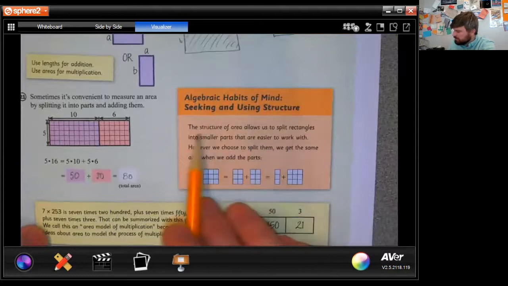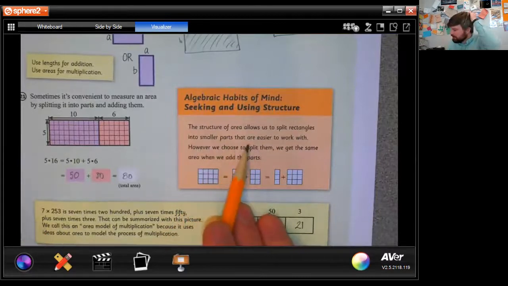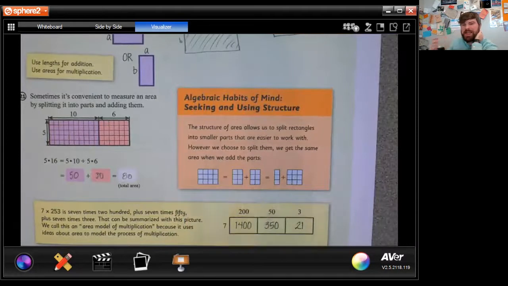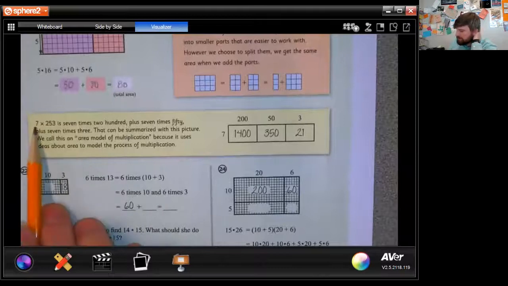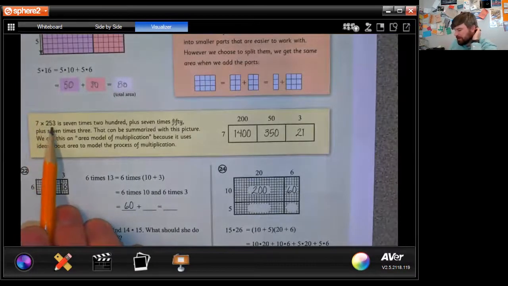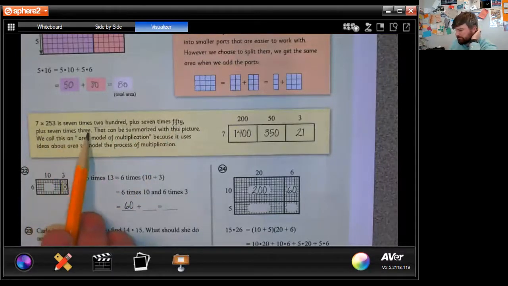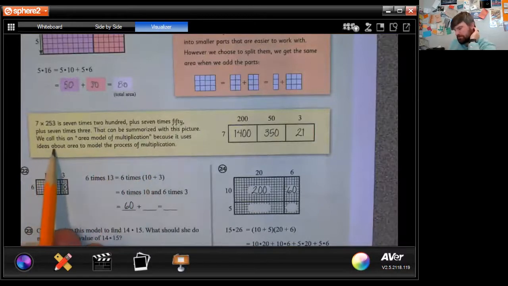Seeking and using structures. The structure of area allows us to split rectangles into smaller parts that are easier to work with. However we choose to split them, we get the same area when we add the parts together. So don't forget to add in the parts when you're all done. So 7 times 253 is 7 times 200 plus 7 times 50 plus 7 times 3. That can be summarized by this picture. We call this an area model multiplication because it uses ideas about area to model the processes of multiplication.